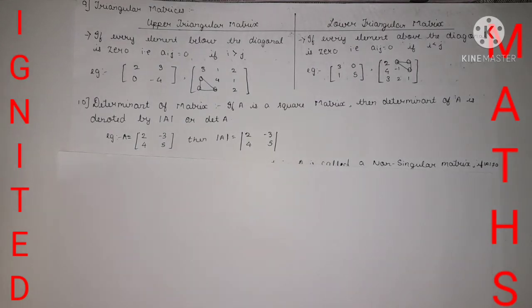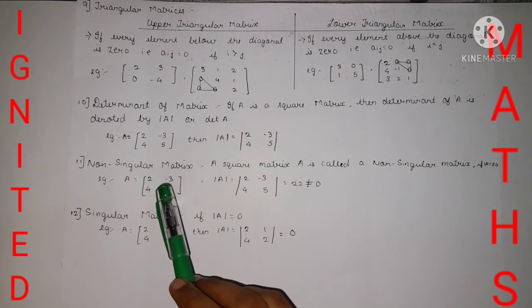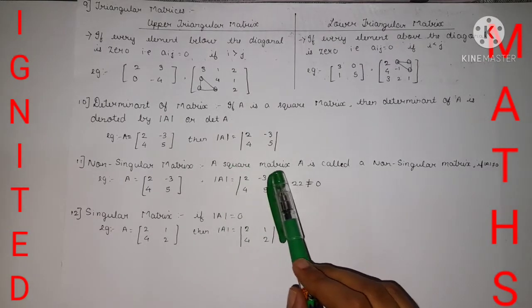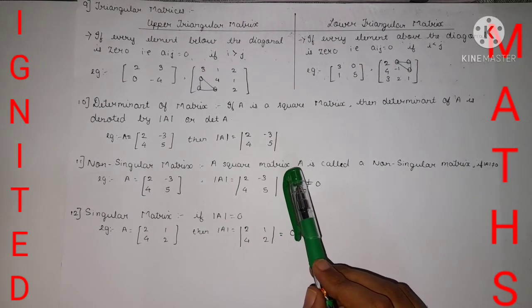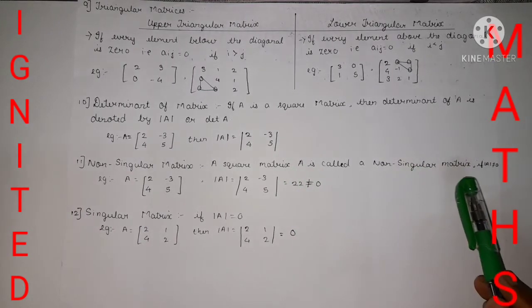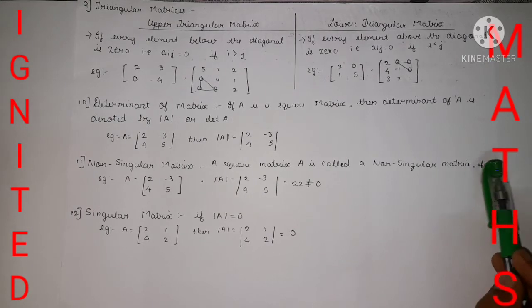To find the value of the determinant by the expanding method or the non-expanding method, you can see the description link. I have already posted a video about it, so please go through it. Now the next is the non-singular matrix and singular matrix, and the difference between them. A square matrix, that is m equal to n, number of rows equal to number of columns, is called a non-singular matrix if the determinant of A is not equal to 0.